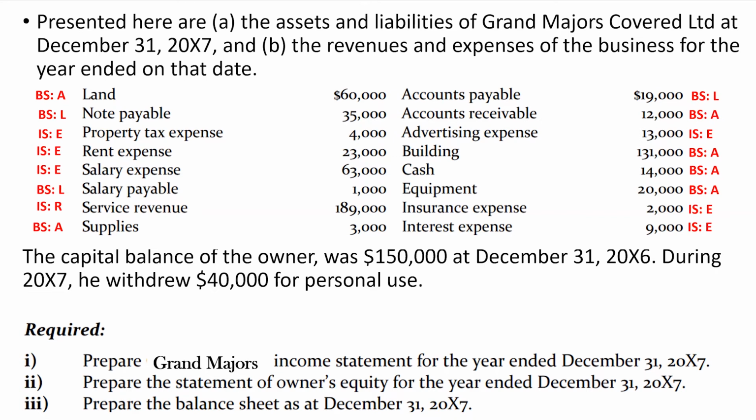So we have analyzed that information. Now we can go about and do our statements. The first statement is our income statement. We're starting right at this point because it's important: having the name of the business, the statement that you're doing, and the period for which you're doing it is very important. If you don't remember anything else when doing financial statements, always remember we start with the name of the business, the statement that we're doing, and the year, the period for which we're doing it. In this case, we have Grand Majors Covered Limited.